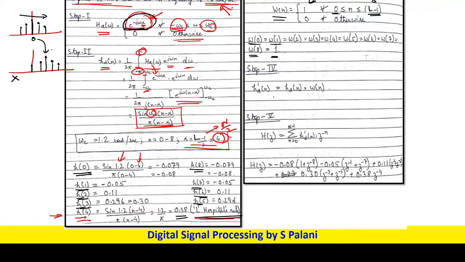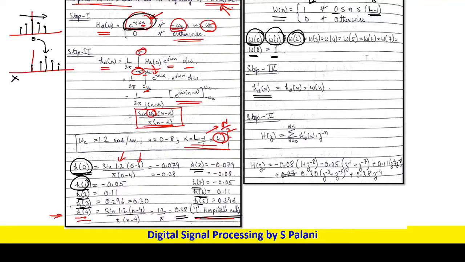Now what was our next thing? Our next thing was that we should calculate h dash (n). So the w(0) coefficient will be multiplied with the h(0) coefficient. Then the w(1) coefficient will be multiplied by the h(1) coefficient.